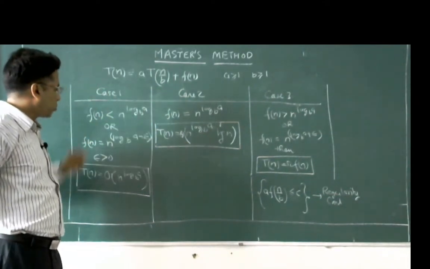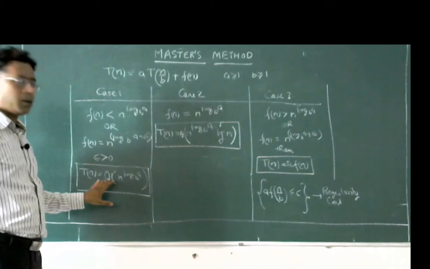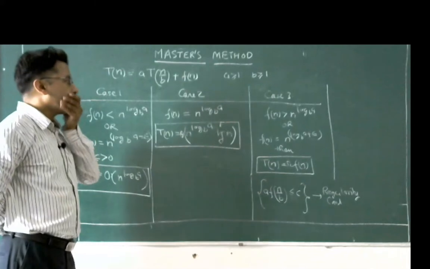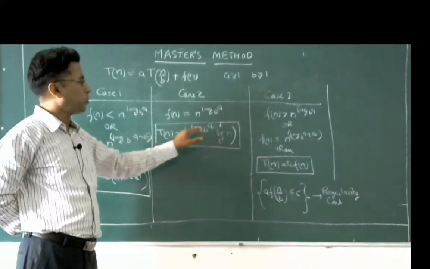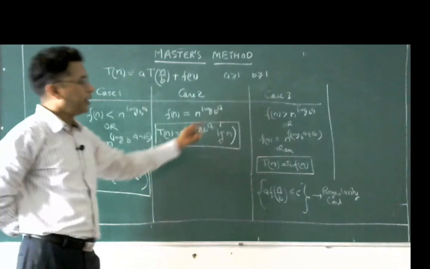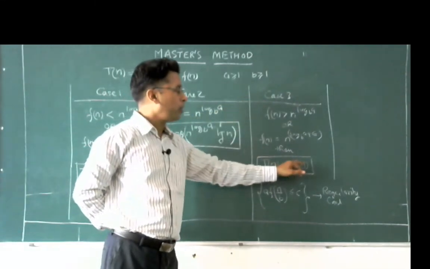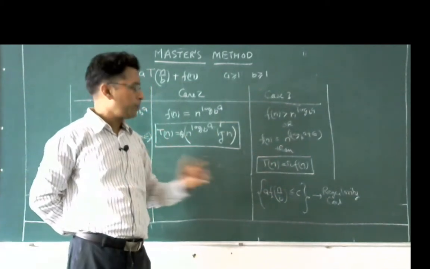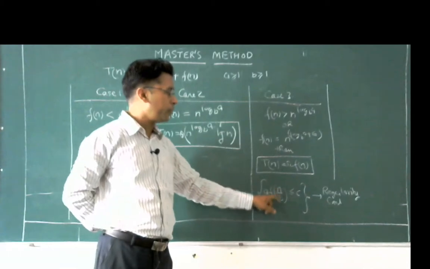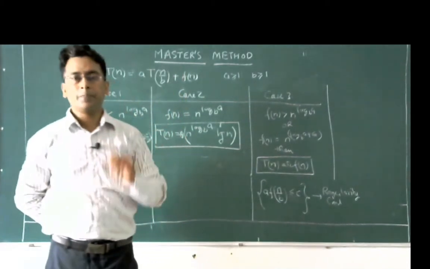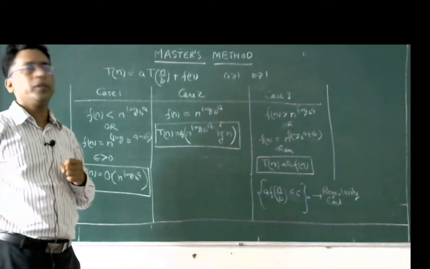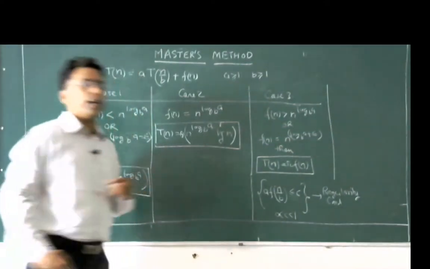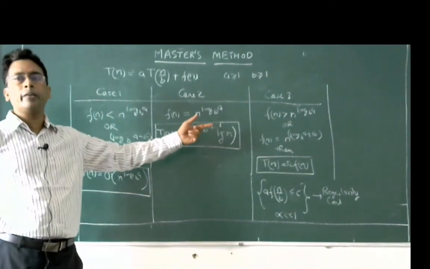In case 1, the solution is T(n) equals theta of n raised to the power log a base b. In case 2, T(n) equals theta of n raised to the power log a base b into log n. And in case 3, T(n) equals theta of f(n). But in case 3, we need one extra conditional check, called the regularity check, that a f(n/b) should be less than or equal to c f(n), where c lies between 0 and 1. Then only the third case can be applied.